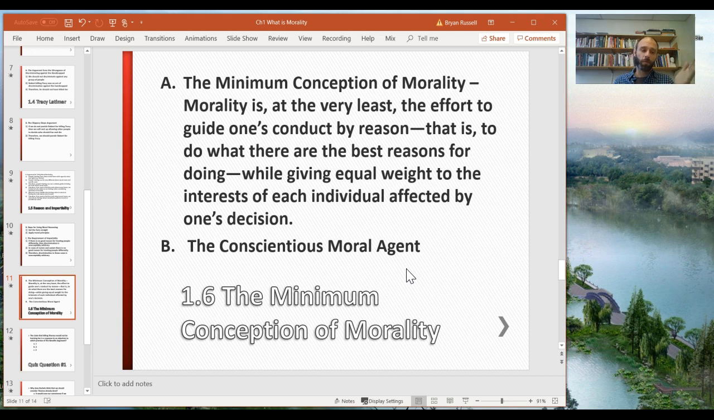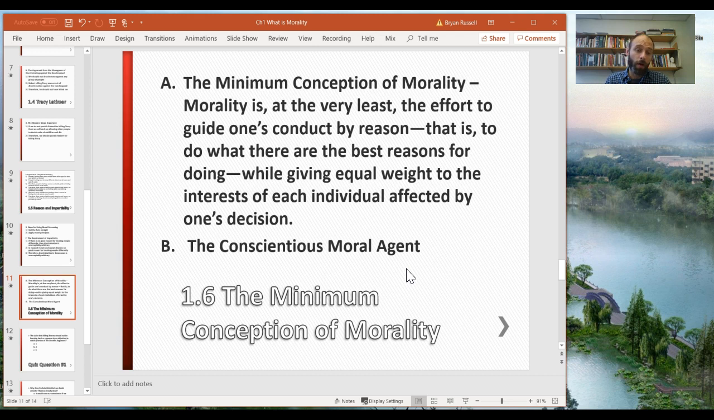So having initial feelings, being willing to listen to reason, to revise your judgments if the arguments weigh against your initial feeling, and then changing your behavior to do whatever there are the best arguments for. At each stage, this is tremendously difficult, but nobody ever said morality or ethics was easy. So Rachels hopes that we'll all be conscientious moral agents and adopt his minimum conception of morality. When we look at big moral theories in the future, we'll see how they line up or how they might diverge from this minimum conception of morality.